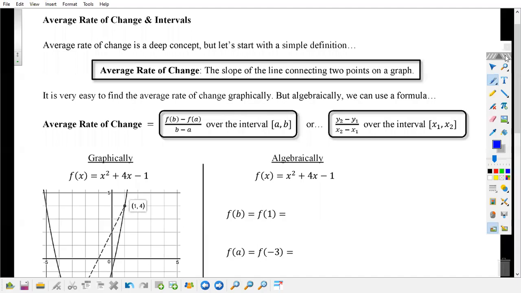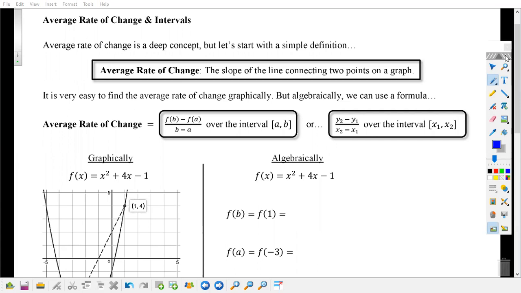All right, guys. So we're going to start average rate of change over given intervals. I know that you guys have a lot of Algebra 1 knowledge about this. So therefore, this should go smoothly, right? All right. So we're going to start off with defining average rate of change.